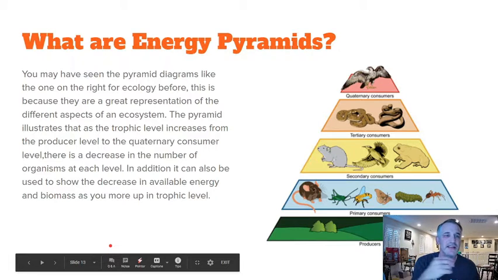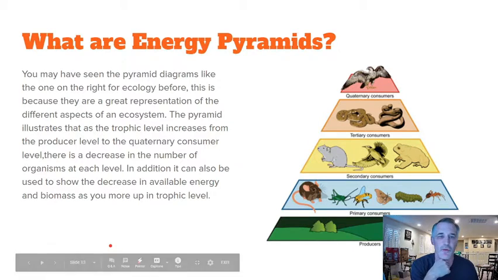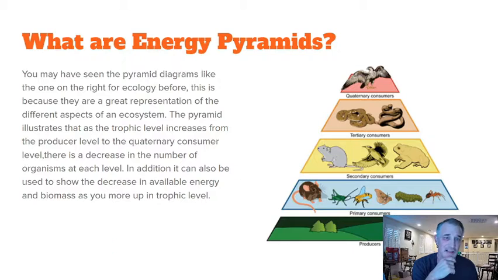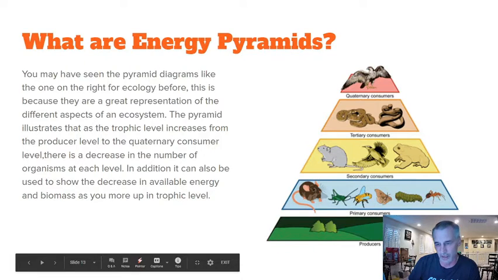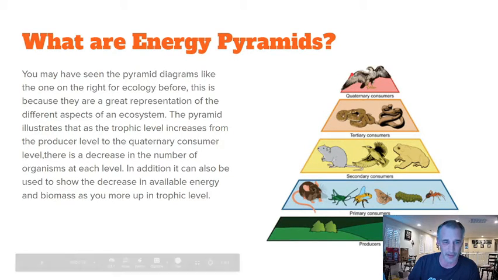So you may have seen pyramid diagrams like the one off to the right in ecology before. This is because they're a great representation of the different aspects of an ecosystem. The pyramid illustrates that the trophic level increases from the producer level, which is way at the bottom, to the quaternary consumer level. And as this goes up, you'll notice that it's really wide at the bottom. That shows a large biomass and lots of available energy. And then it gets more narrow at the top, which is less biomass and less available energy.